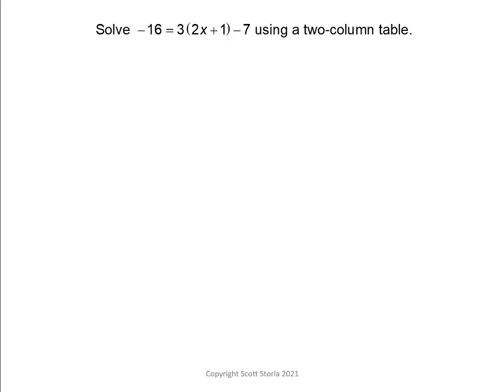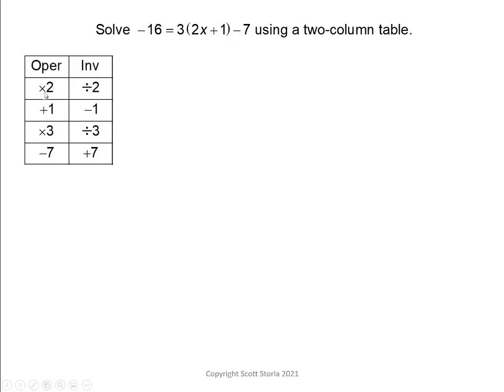First, we need to build our two-column table. In the left column, we would first multiply by 2, add 1, multiply by 3, and then subtract 7. So there's our left column. Our right column has the inverse operators. Let's start at the bottom of the right column.